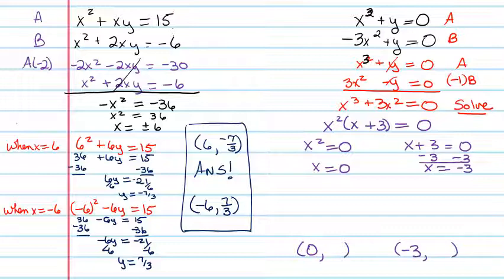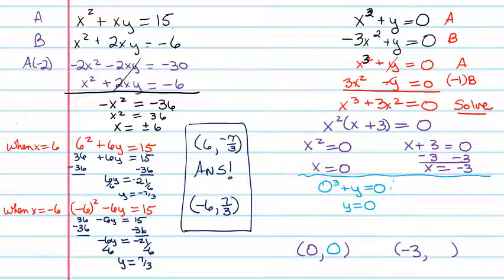Alright, I'll plug those back in. So when x is 0, 0 cubed plus y equals 0. Well, that's just y equals 0. So there's my answer when x is 0. And then when x is negative 3 cubed plus y equals 0. Well, that's negative 27 plus y equals 0. Add 27 to both sides, and then y is 27. So those are my two answers for this one.